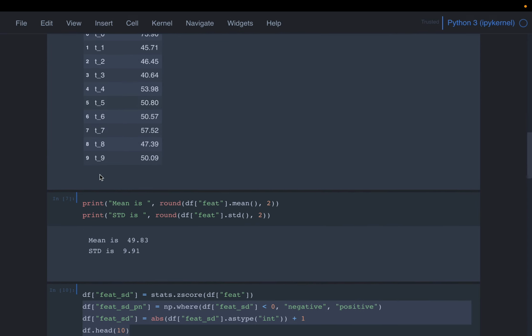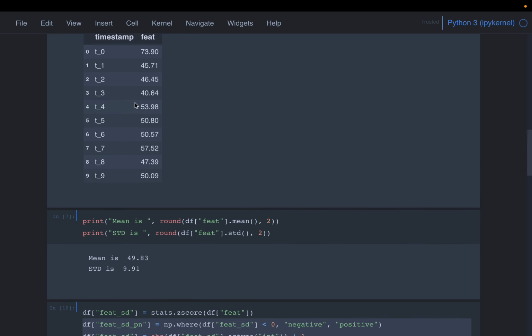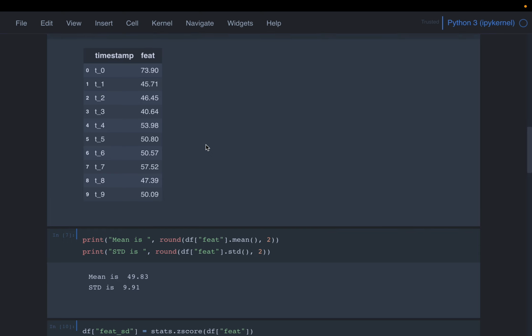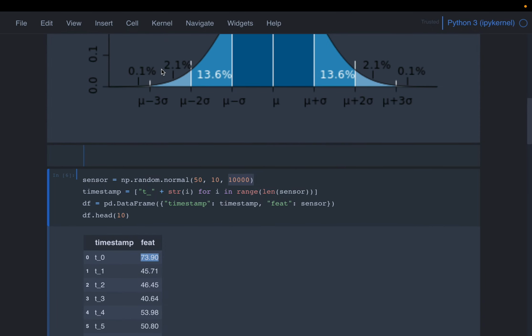All right, that's the feature. So basically we have transformed this continuous variable into a discrete variable using how many standard deviations away each value is from its mean value. Okay, that's what we call Gaussian binning.